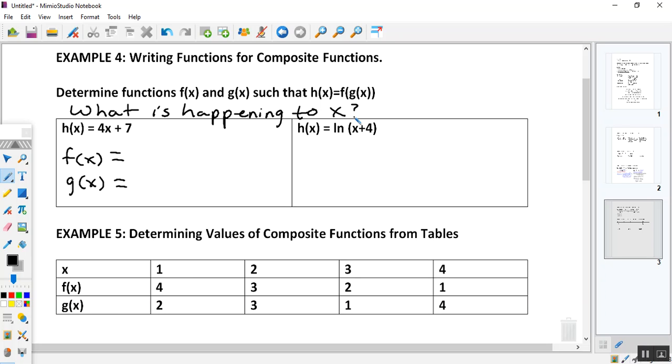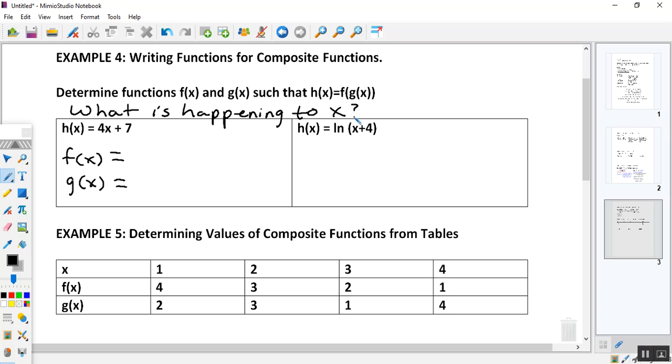Think order of operations here. Times 4 goes first. So which one's first? F of x, right? Maybe. I don't know. 4 and 7 will have to be multiplied by 4. Oh, yeah. It's multiplied by 4 first.